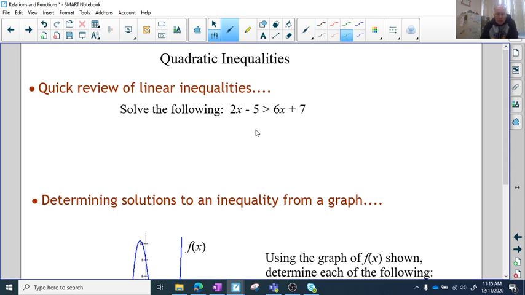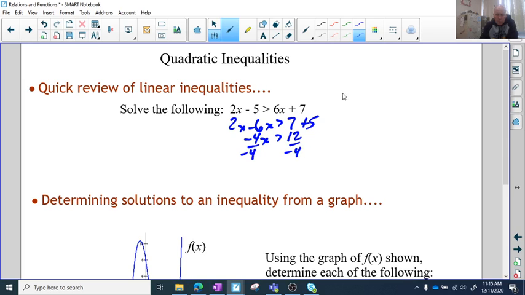So something like this. If I was to take this and solve for x, it's basically solved the same as an equation with one small exception which we'll put in play here. I'm going to move all the x's to one side. So 2x subtract 6x is greater than 7 plus 5. So negative 4x is greater than 12. To get x by itself, I'd have to divide by negative 4.